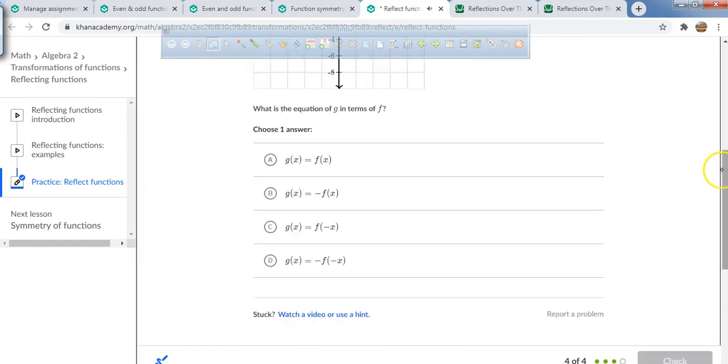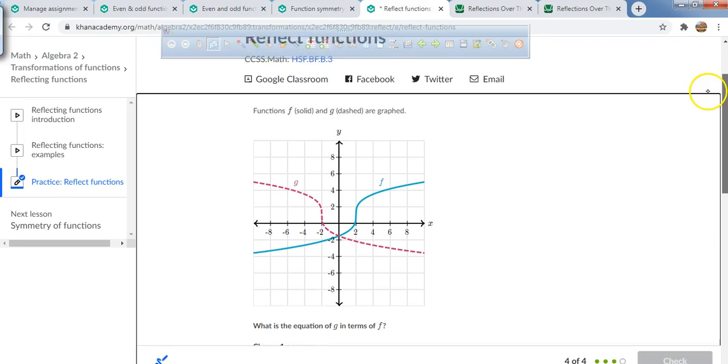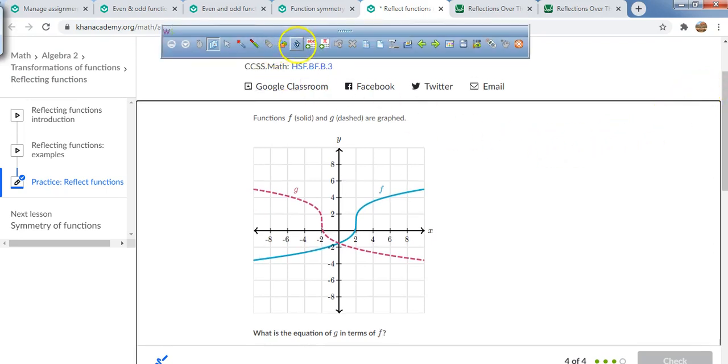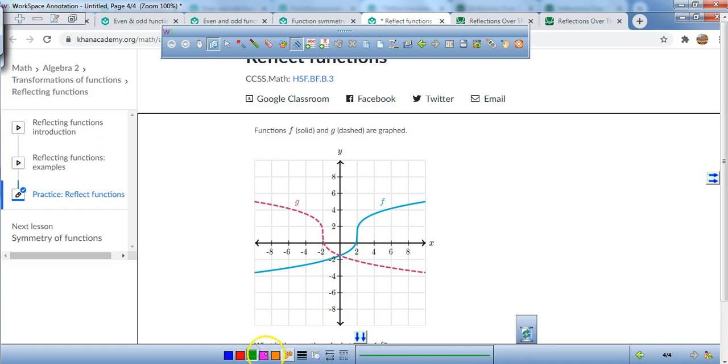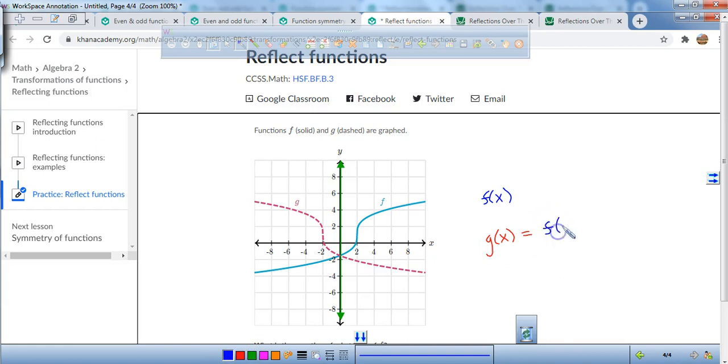All right, let's take a look at the next one. Well, we can clearly see what's happening here. You can clearly see that it is definitely being reflected across the y-axis. So if it is being reflected across the y-axis, what do we have? There's f of x, and there's g of x. So g of x is going to equal f of negative x. And that's what causes it to reflect across the y-axis. So that's what I'm going to be looking for.